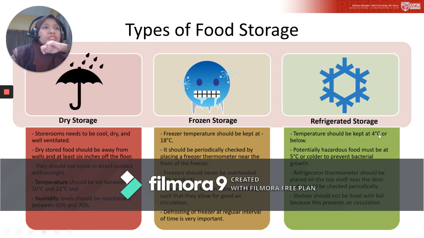While refrigerated storage should be kept at 4 degrees Celsius or below. And potentially hazardous food must be at 5 degrees Celsius or colder to prevent bacterial growth. And here as well, you need to have a thermometer. For dry storage, you need to have a humidity meter basically.